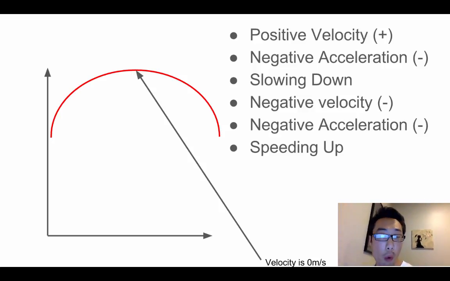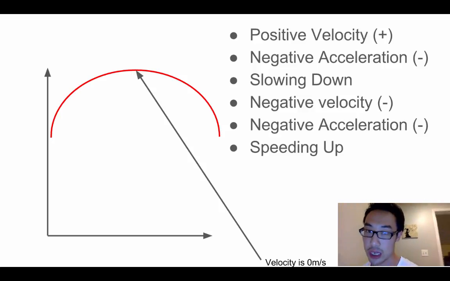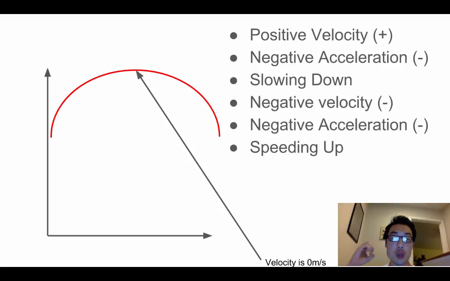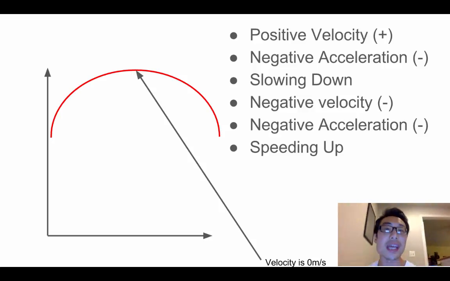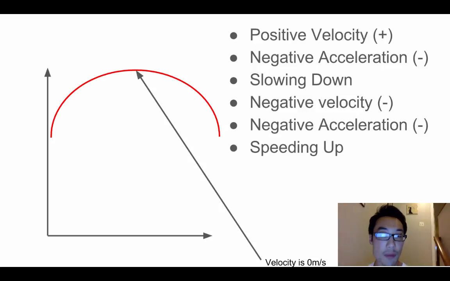Now, after the 0 point, it still has that negative acceleration that we see. So it goes from 0 meters per second to a negative velocity thanks to the negative acceleration. Okay, negative velocity, negative acceleration. It must mean that it's speeding up.